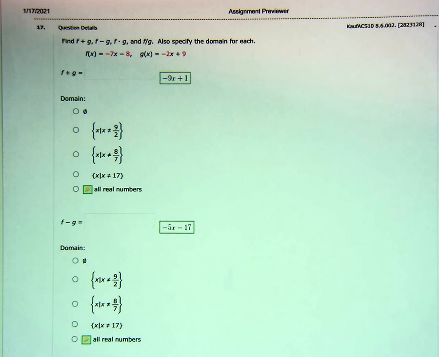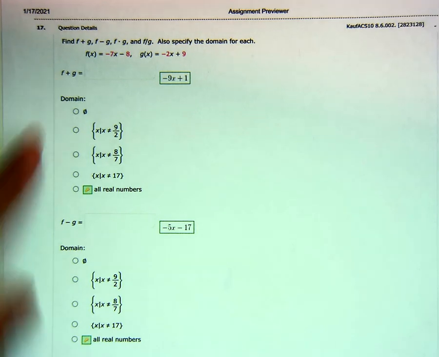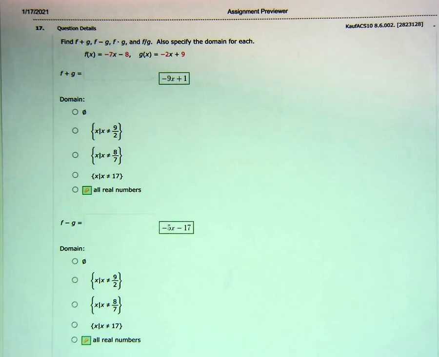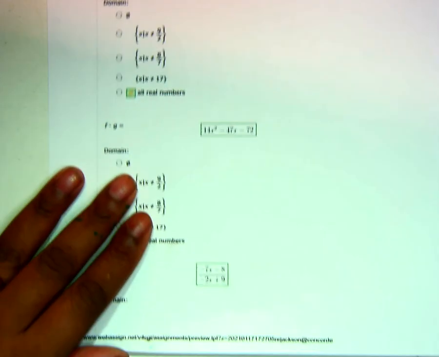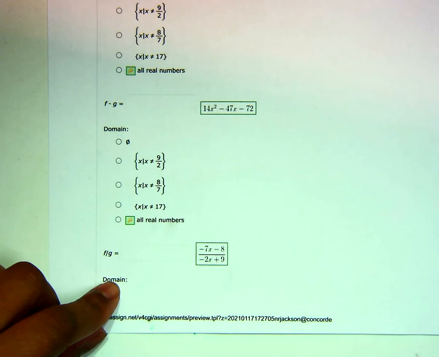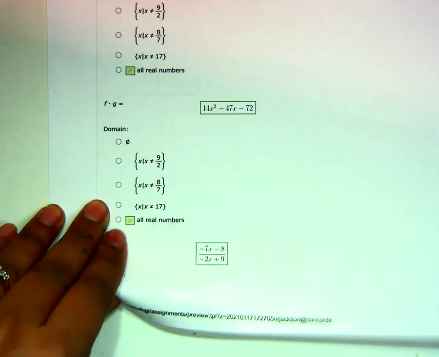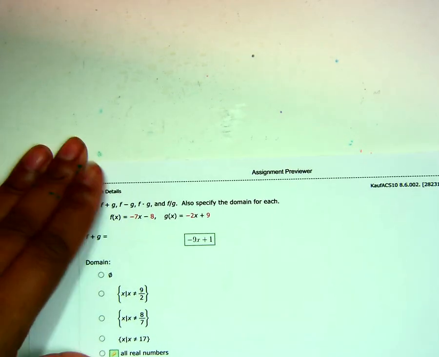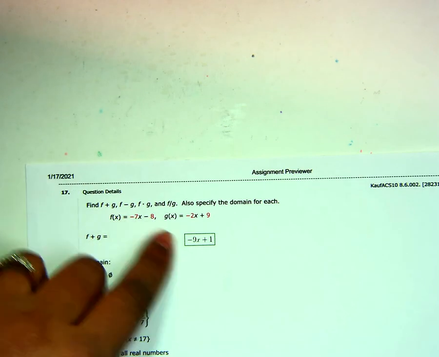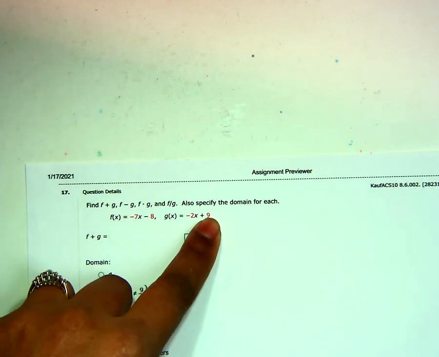Alright, so this problem is fourfold. You have f plus g, f minus g, f times g, which you can't see. So f times g, and then f divided by g. You have your two functions. So f of x is negative 7x minus 8, and then your g of x is negative 2x plus 9. So warning, this will be one that you will have to look over again.